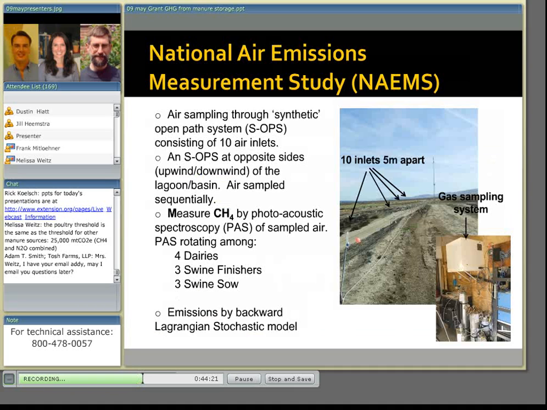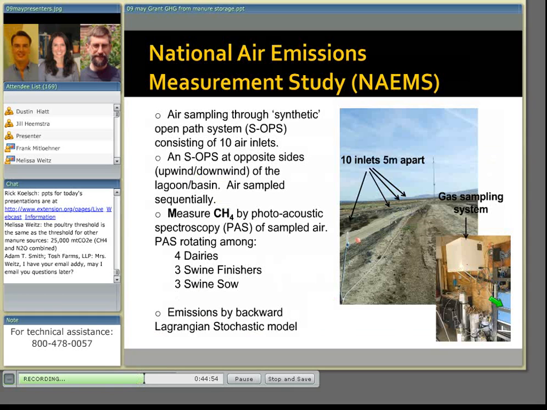We are sampling, you can see, not actually with an open path instrument, but with a series of orifices or inlets that stretch along the side of the lagoon. So we have 10 inlets drawing air in along the edge of the lagoon, and those 10 inlets then combine the air uniformly so that we have an equal sample from each inlet, combine the air into the gas sampling system, which then distributes that air into analyzers.